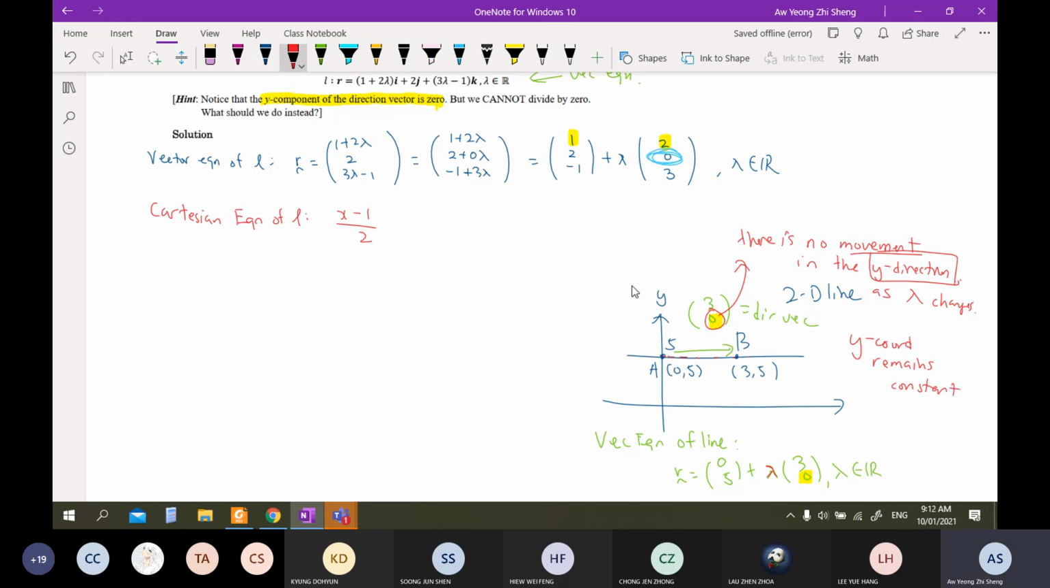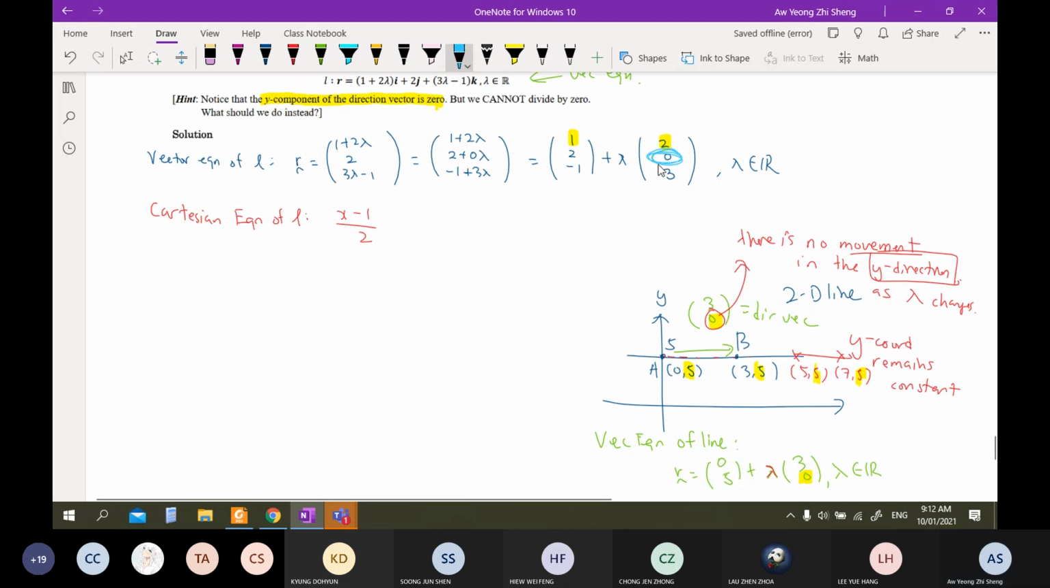As you can see very clearly in this diagram, the y coordinate of every point, let's say this can be 5, 5, and then a further point can be 7, 5. The y coordinate must remain the same, right? Because there's no movement in the y direction. Okay, so coming back to 3D, the same applies.